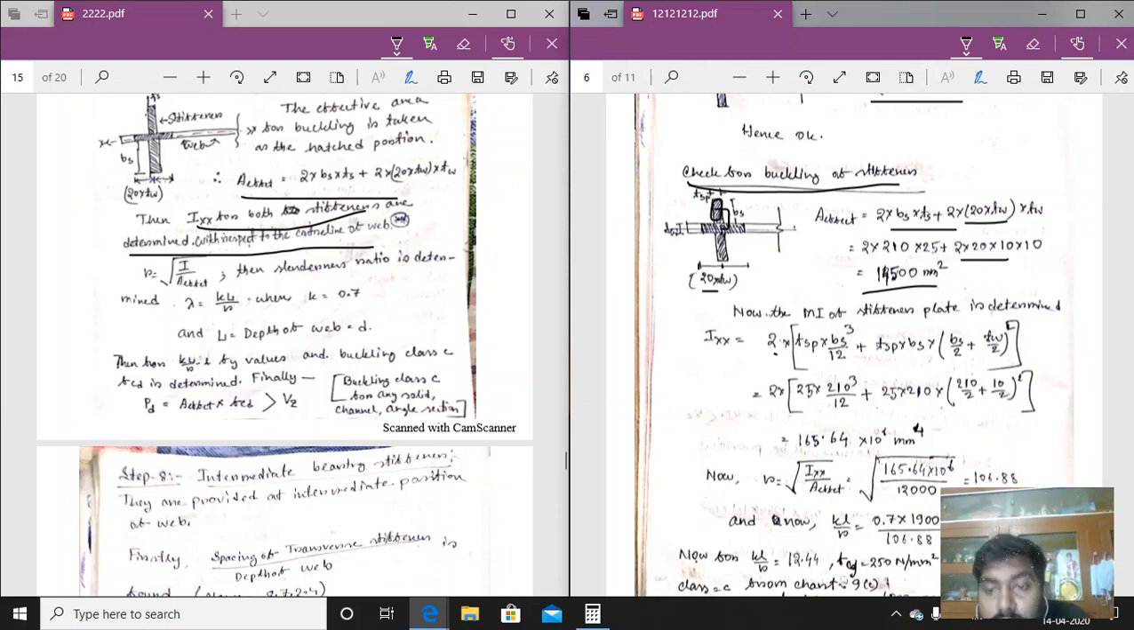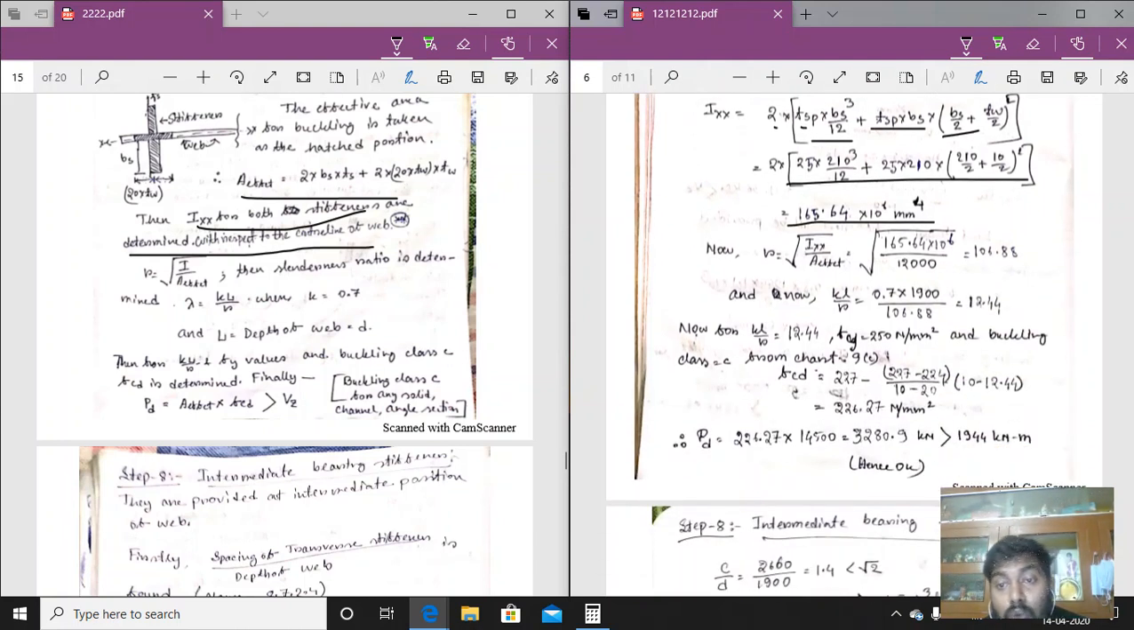So putting all the values here, t_s into b_s cube by 12 plus area into H. So H means b_s by 2 plus the thickness of the web by 2. Putting all the values here, we are getting the value 156.64 into 10 to the power 6 millimeter to the power 4. That is the value of the IXX. So now r will be equal to root of IXX by A effective.